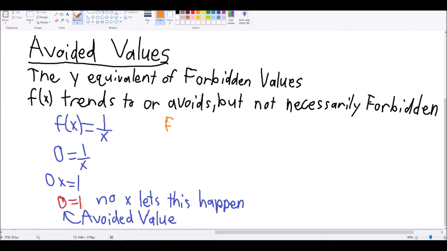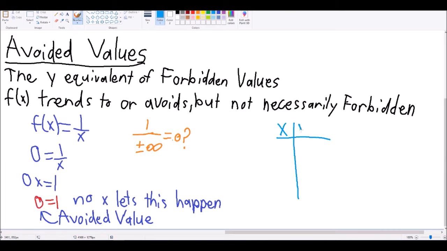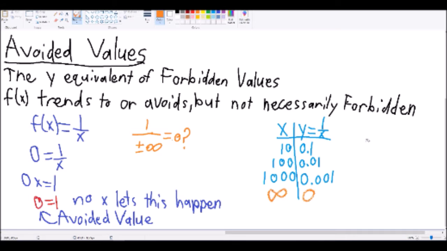But we've already seen how infinity lets us divide by 0, so let's try bypassing this avoided value of 0 by letting x get really, really big. And based on this table here, we can see that as x gets larger, y gets closer to 0.